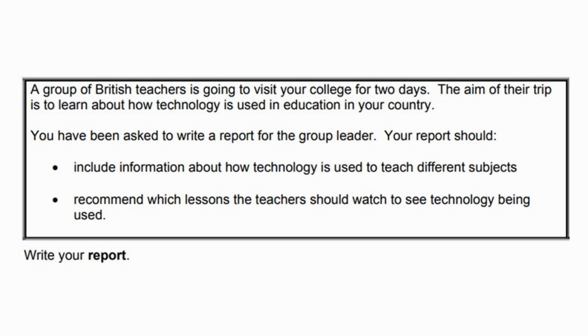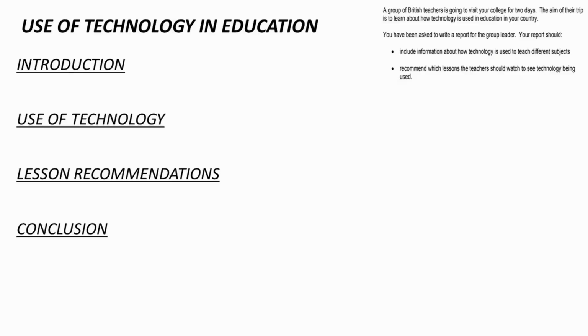And reports are a bit unusual in that they need a title for the whole report, but also each paragraph, each section needs a title. So we're going to have 4 paragraphs: introduction, use of technology, lesson recommendations, and the conclusion. Very simple, they don't need to be clever titles, just focused and clear. And the title for the whole thing, again, super simple: the use of technology in education.